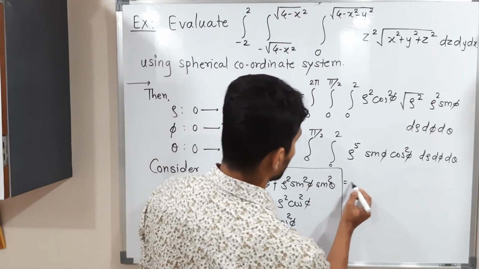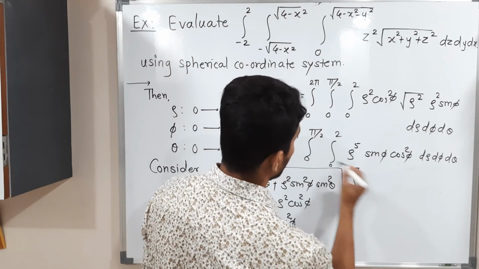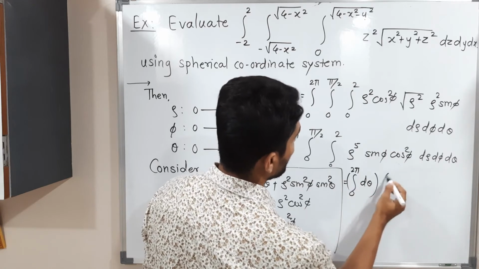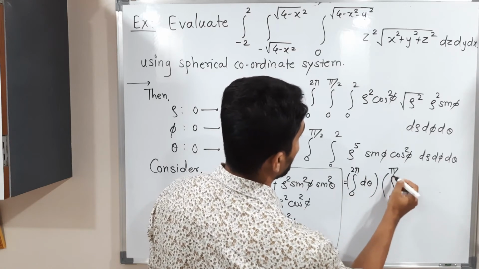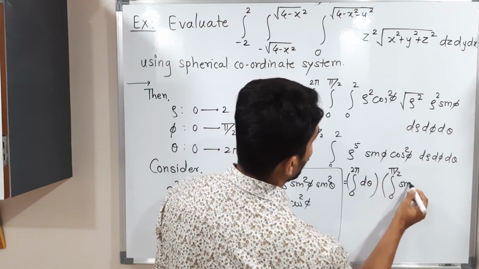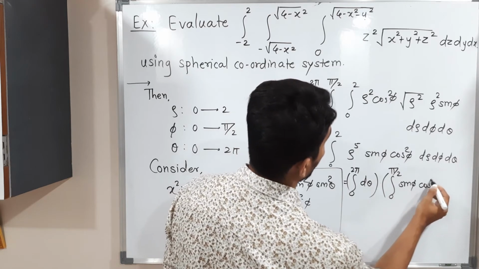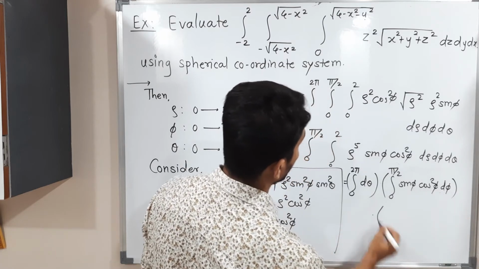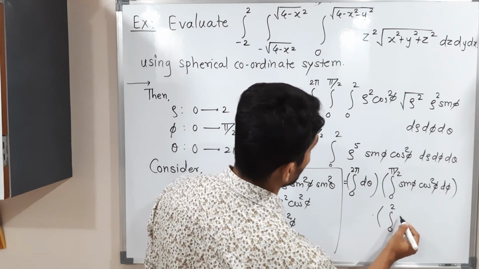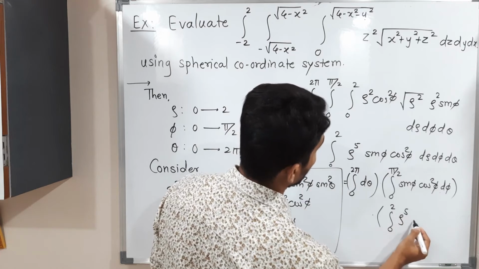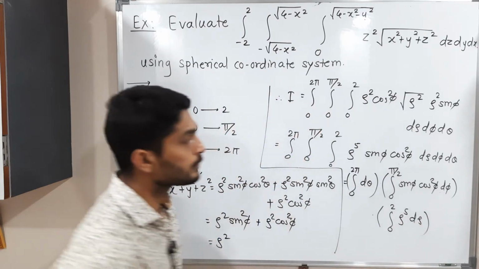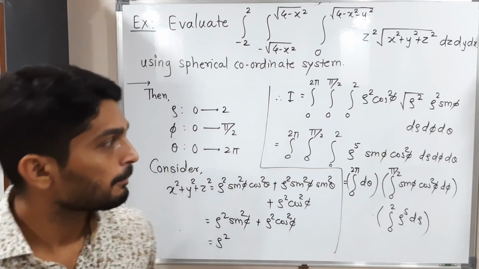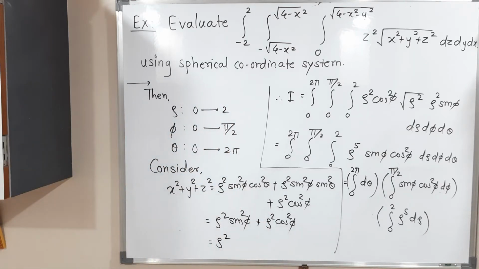So let us do 0 to 2 pi. These are the limits of theta. So that's why d theta into integration 0 to pi by 2. These are the limits of phi. So sine phi cos square phi d phi, into this integration 0 to 2 rho raised to 5 d rho. Okay, I could take separate integrations. Make a screenshot of it. After that we will go further.